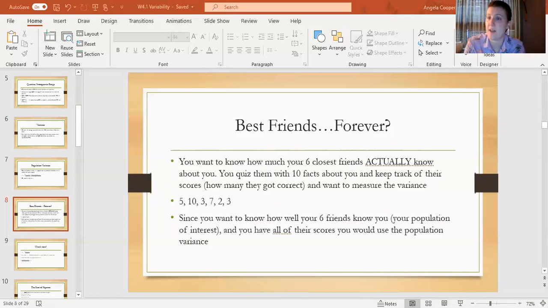So you quiz them with 10 facts about you. You give them a little test on you, and you keep track of their scores, or how many they got correct. And you want to measure the variability in terms of variance. So here are the scores. You got 5, someone got a perfect score, 10, you got a 3, a 7, a 2, and another 3. So since these are the only people you're concerned with, you're not trying to generalize, we're going to calculate the population variance for the scores that your closest friends got on a test about you.